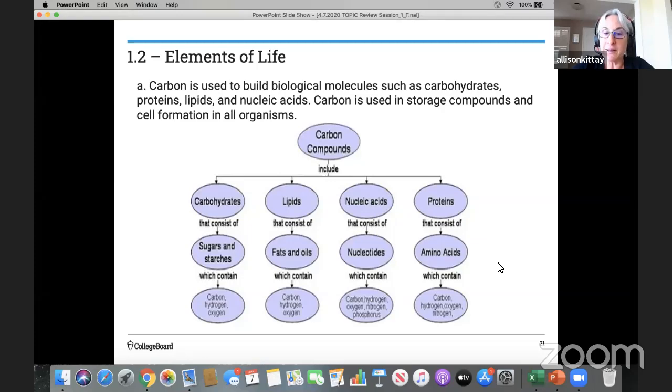We also have lipids. Lipids consist of fats, waxes, oils, and steroids. And what they all have in common is they are nonpolar, and they are composed of carbon, hydrogen, and oxygen. And in the case of phospholipids, phosphorus. Nucleic acids consist of nucleotides, which contain carbon, hydrogen, oxygen, and phosphorus. And proteins consist of amino acids, which contain carbon, hydrogen, oxygen, and nitrogen.